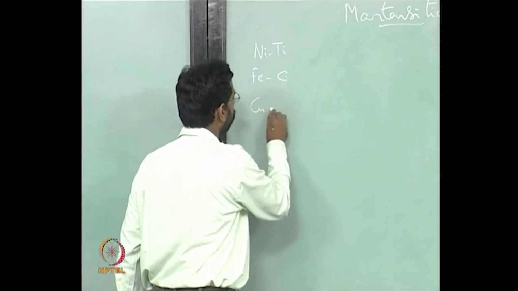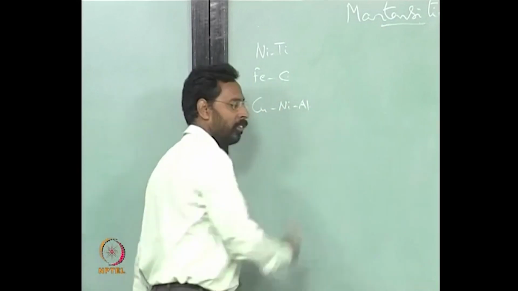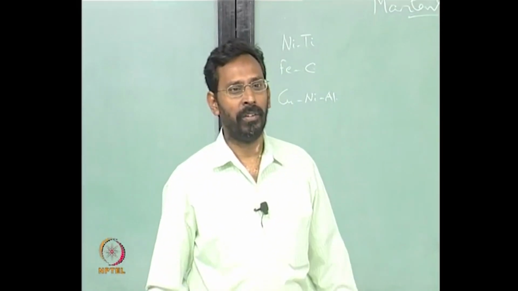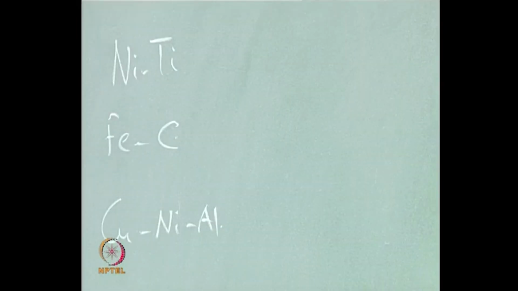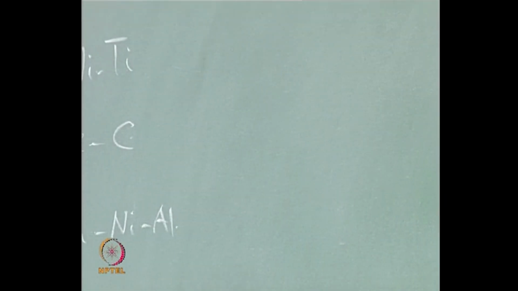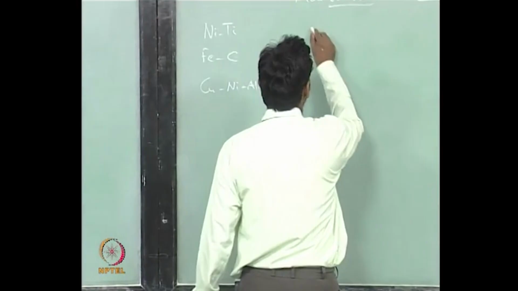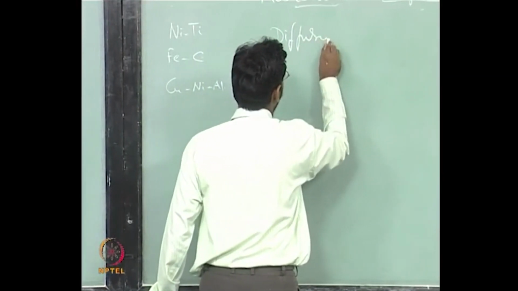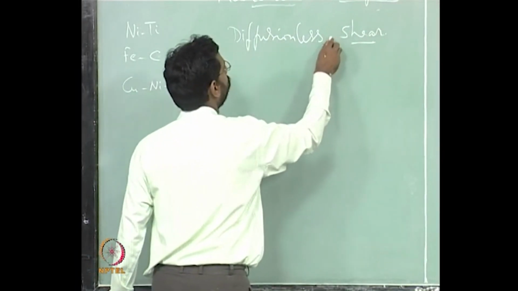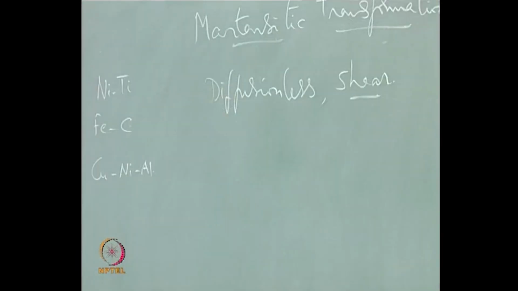Even in copper nickel aluminum kind of alloys or copper zinc aluminum kind of alloys, there are a number of copper based alloys where you see, for example, copper zinc also, martensite formation when you quench it from high temperatures. So all these can be grouped basically into one class of transformation, which we call a Martensitic transformation, where you have a diffusionless shear. It is a diffusionless transformation, and it is a shear transformation. Many of you know it. Let us see how this shear takes place.